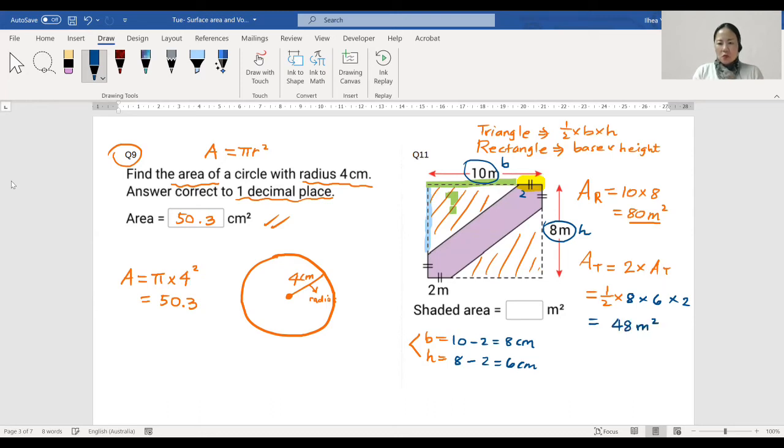So what is my shaded area? What do we have to do? We are taking it away. 80 take away 48. So what will be the answer? 32. 32 square meters. Excellent.